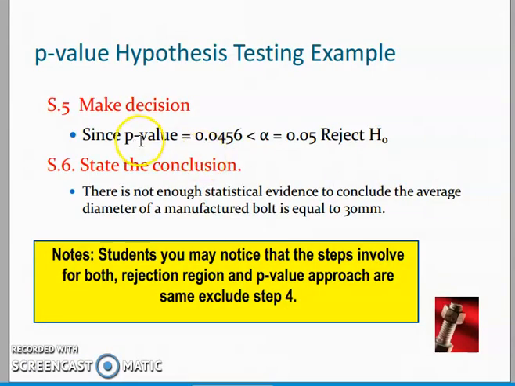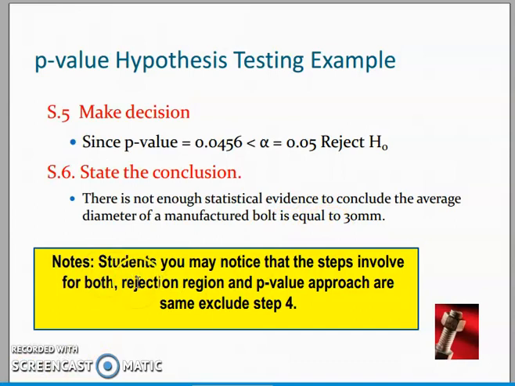So how do we make the decision? We compare the p-value with alpha. If you choose alpha as 5%, which is 0.05, and the p-value is 0.0456, which is less than the alpha value, the decision is to reject H null. So state the conclusion: there is not enough statistical evidence to conclude that the average diameter is 30.